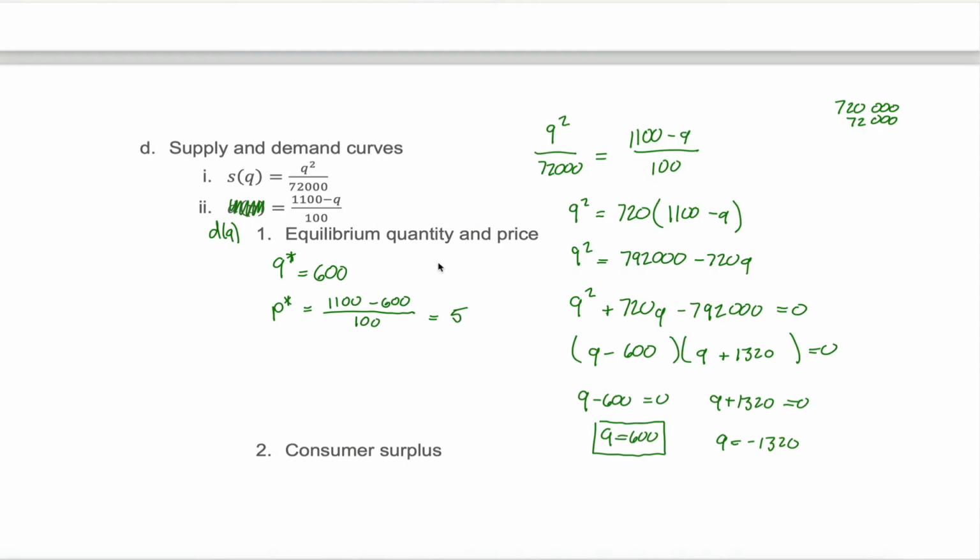What I'm trying to demonstrate here is if you have a function that represents supply and a function that represents demand, you can figure out the equilibrium quantity and then the equilibrium price by taking these two functions, setting them equal to each other, and then solving.